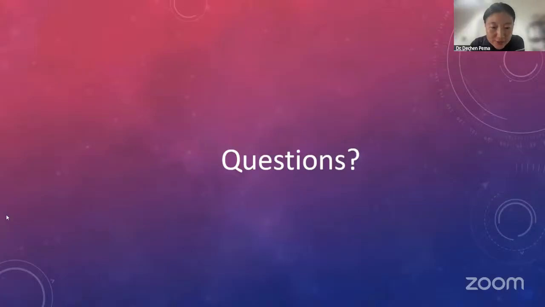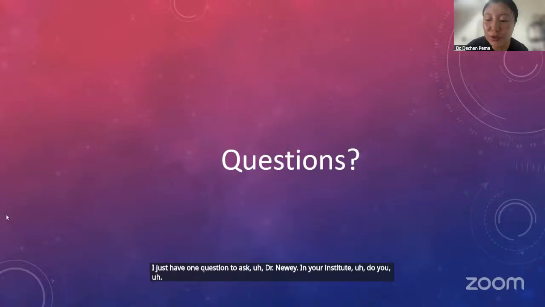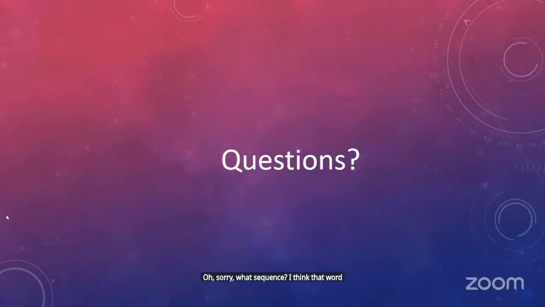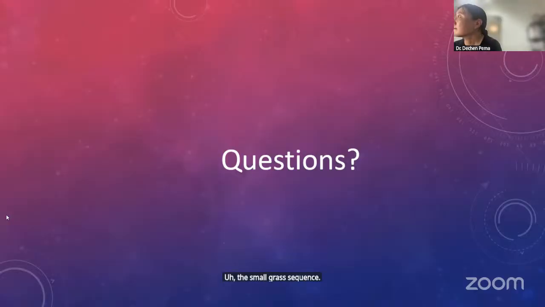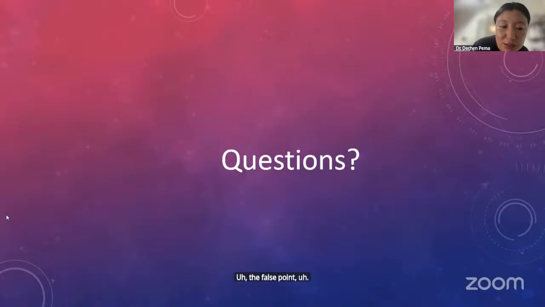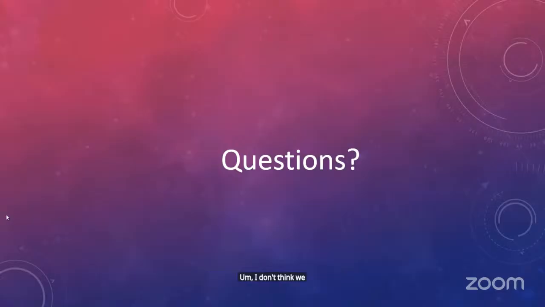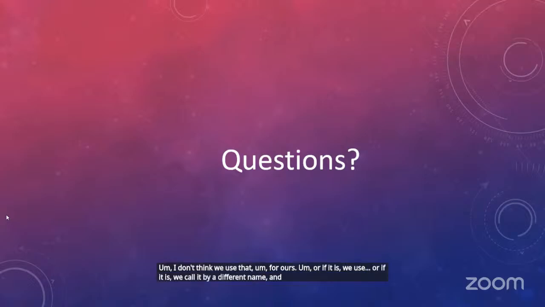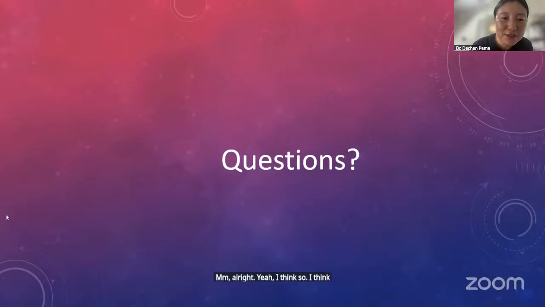Okay. All right. So meanwhile, while we're waiting for the questions, I just have one question to ask Dr. Nui. In your institute, do you use the Spallgrass sequence as well for a better interpretation? Oh, sorry, what sequence? I think that word cut out. The Spallgrass sequence. I'm not sure I'm familiar with that term. The fast-spoiled gradient echo sequence. I don't think we use that for ours. Or if we do, we call it by a different name, and I'm just not familiar enough with it. Yeah, I think it differs from company to company.